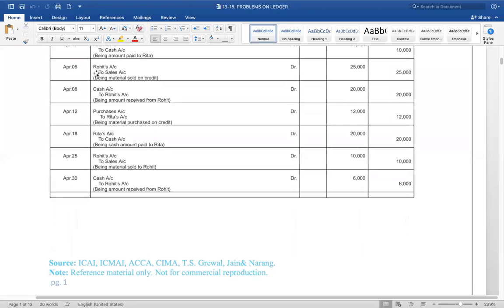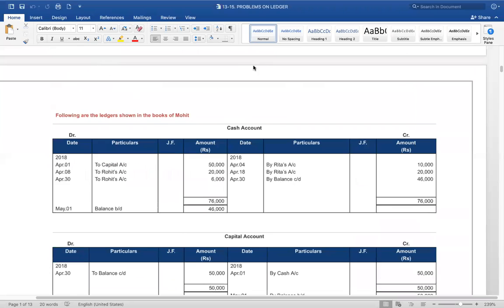Cash account. Now, the T form of the cash has two sides, the debit side and the credit side. The debit has 4 columns, the credit has 4 columns. What are the column headings? Date, particulars, journal folio, and the amount. Do the same for the credit side also: date, particulars, journal folio, and the amount. So 4 columns.